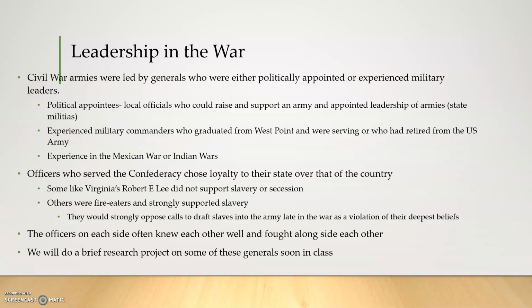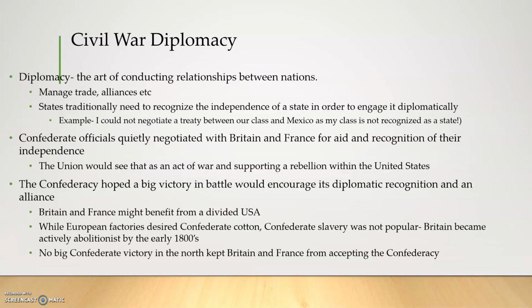The officers on each side, as I mentioned, often knew each other, and we're going to do some research on some of these generals in the next couple of days so we can get a general idea of who these people were and what they did.